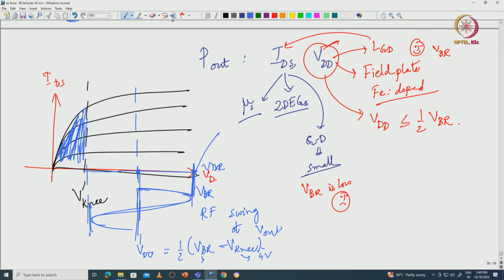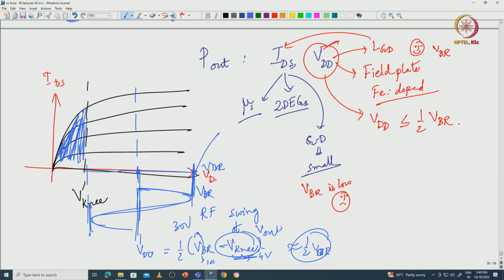If the breakdown voltage is high, suppose 100 volt or 120 volt, then you can ignore the knee voltage and just say it's half of V breakdown. Of course, if your breakdown voltage is only, say, 30 volt, then the knee voltage will matter: 4 volt will matter, you're left with 26 volt. So that's important. This is typically half of your breakdown voltage.